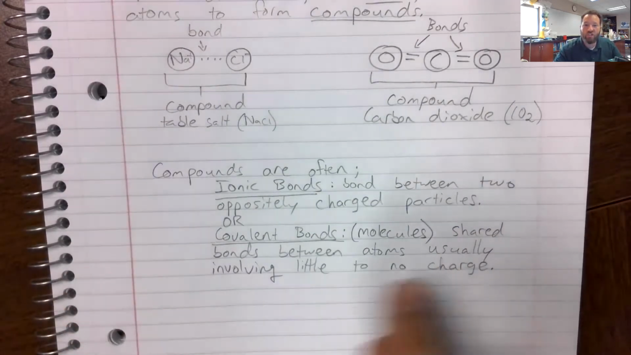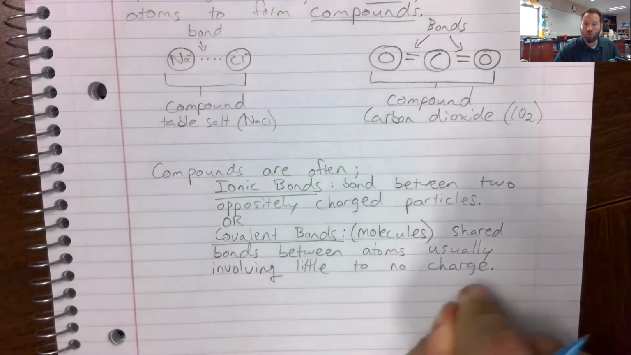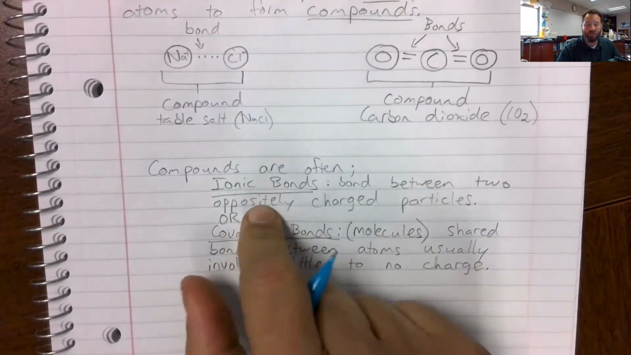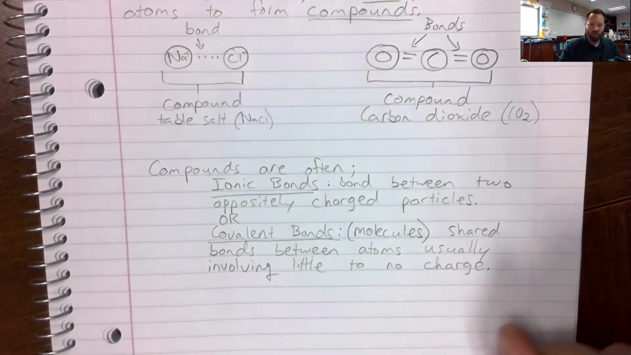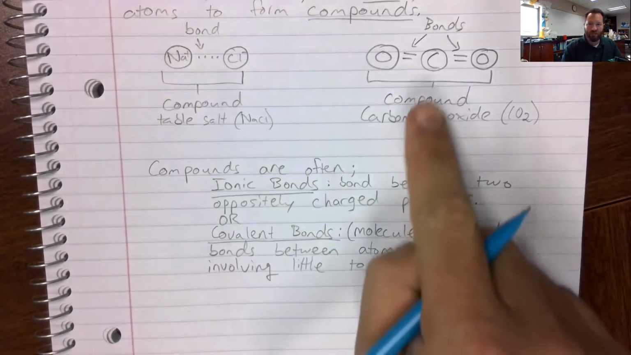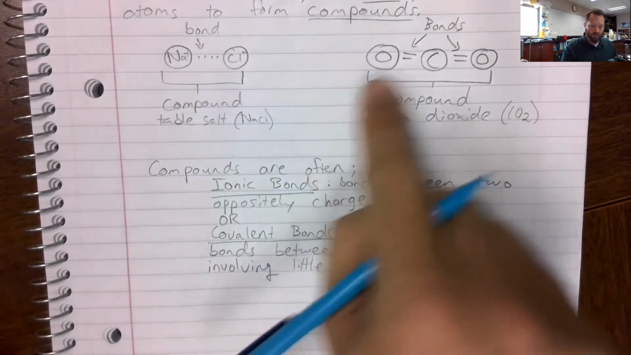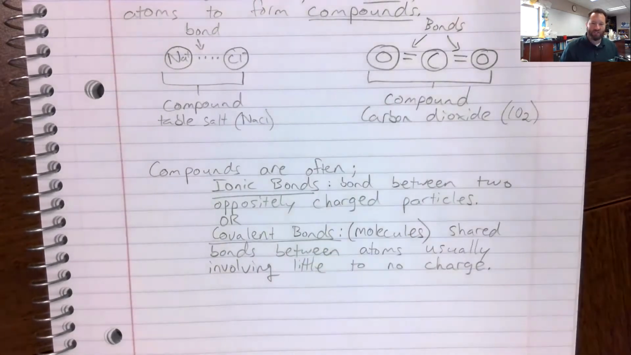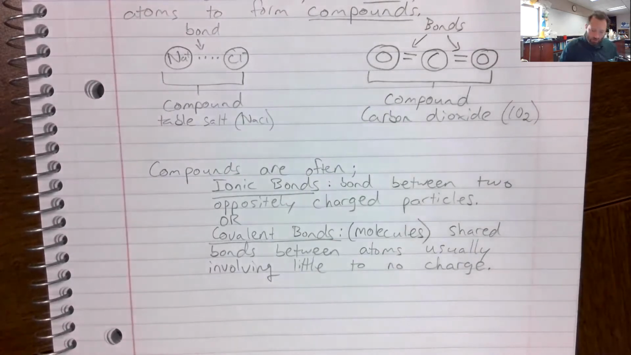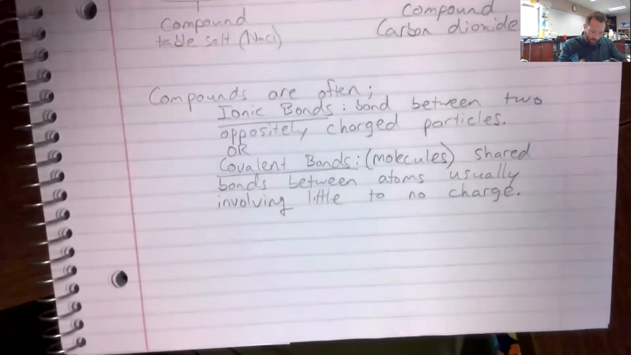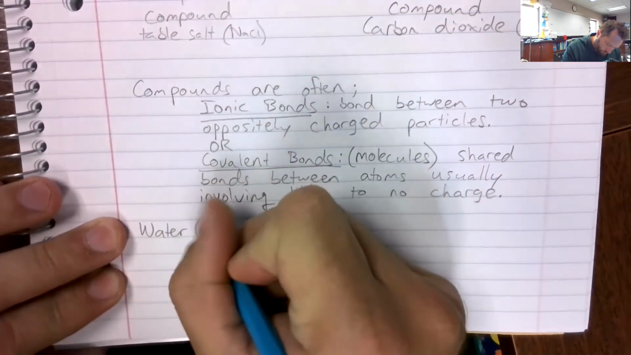shared bonds between atoms that usually involve little to no charge. So in ionic bonds, the whole thing that holds them together is that positive and negative charge, whereas in a covalent bond, they're sharing the bond and there isn't much of a difference between them. We don't have that positive and negative charge. And that's what leads us to our hero today and our hero in life, water.